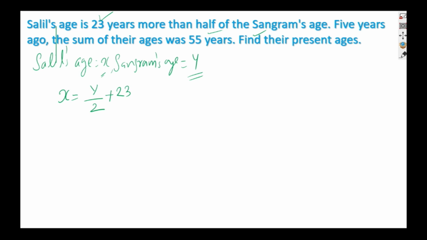Now this is one particular situation given in the question. Another thing is, 5 years ago the sum of their ages was 55 years. Now we considered the present age. Both are present ages, so we have considered the present ages as x and y. That means 5 years ago it is x minus 5 and y minus 5. The total is equal to 55 years.